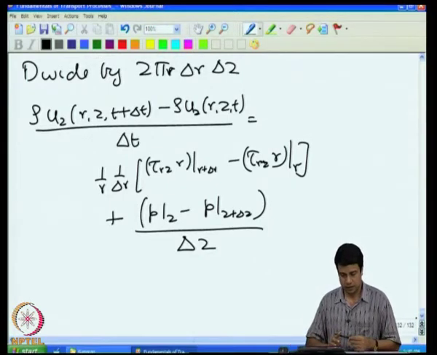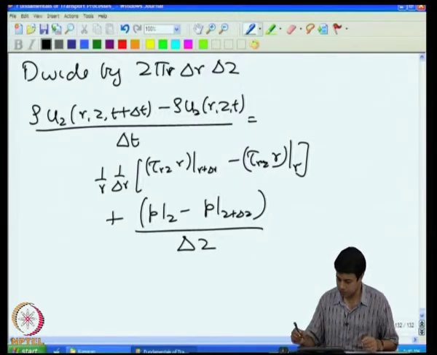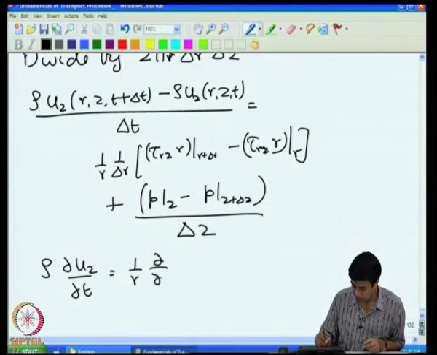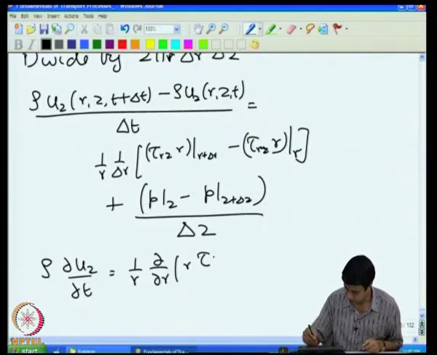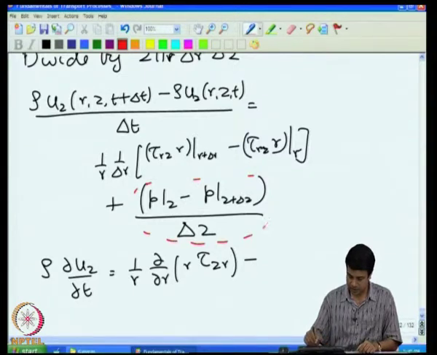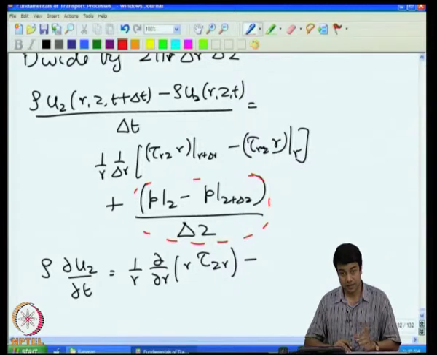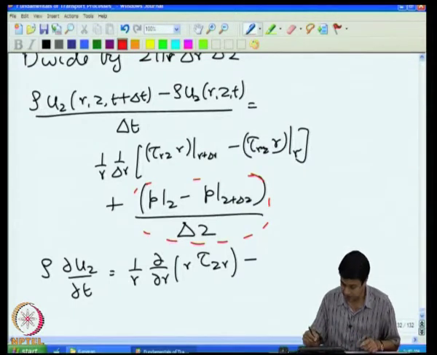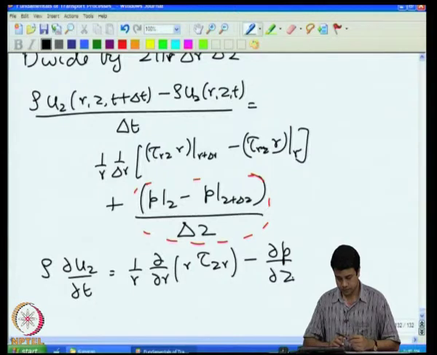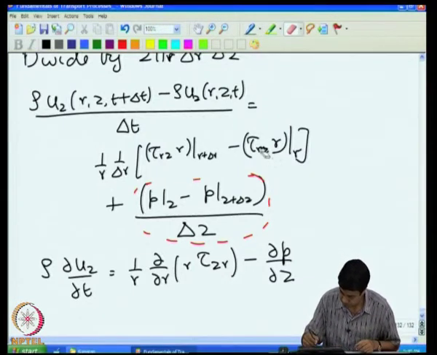And if I take the limit delta t, delta z, delta r going to 0, these difference equations reduce to differential equations. So, this becomes rho times partial u z by partial t is equal to 1 by r d by dr of r tau z r, and this term here, p at z minus p at z plus delta z by delta z. P at z plus delta z minus p at z is dp dz, but I have p at z minus p at z plus delta z. So, this is equal to minus partial p by partial z. And I should make a small difference.